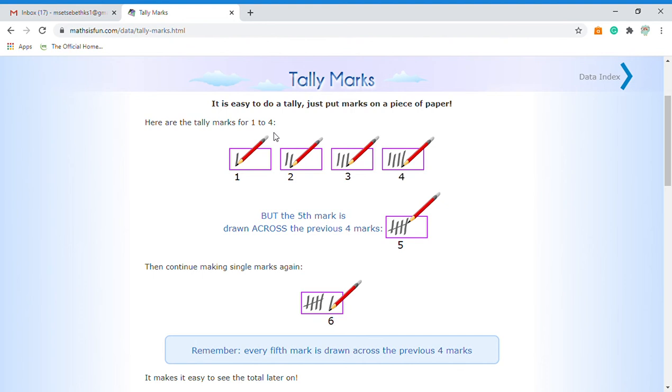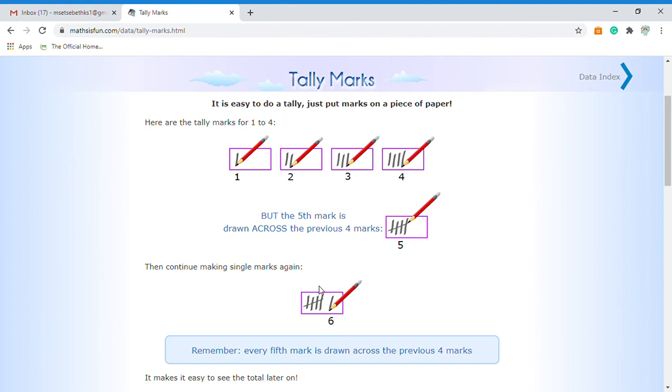So here are the tally marks from 1 to 4. 1 is 1 line. 2, 2 lines. 3, 3 lines. 4, 4 lines. But 5 is not just a normal 5 lines. The fifth mark is drawn across the previous 4 marks. So 1, 2, 3, 4, 5. You cross it out. You are kind of grouping them together. This is 5. Then you continue to make single marks again.